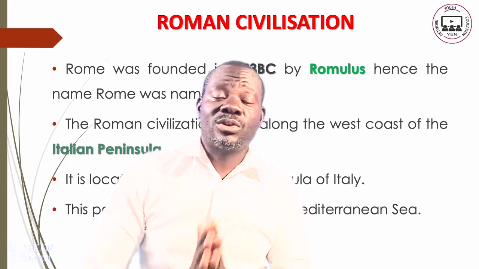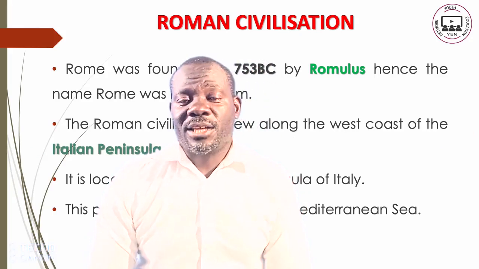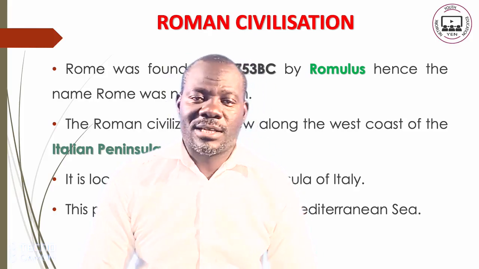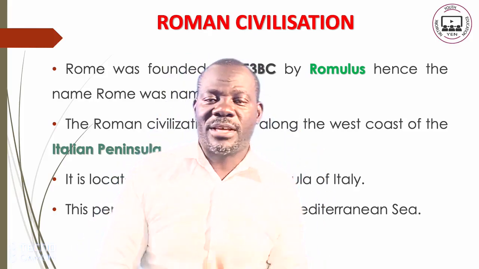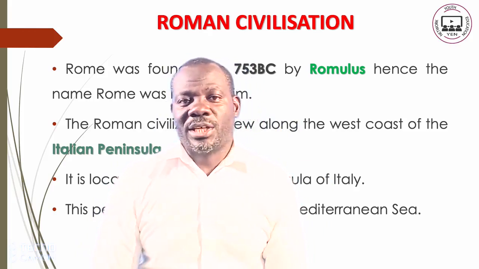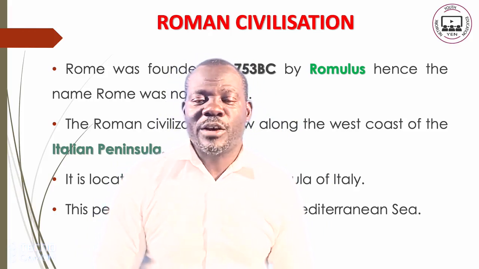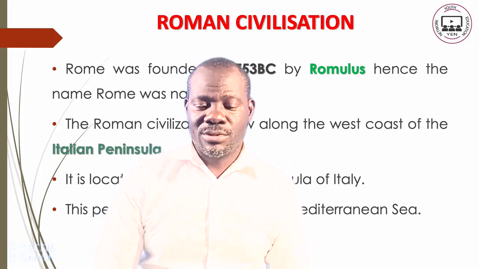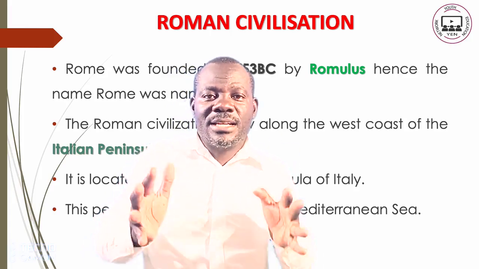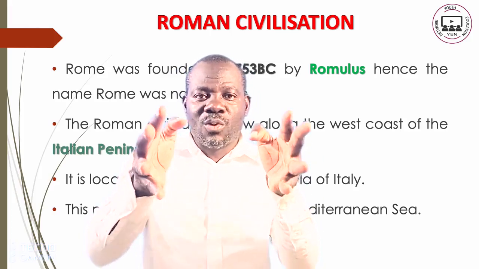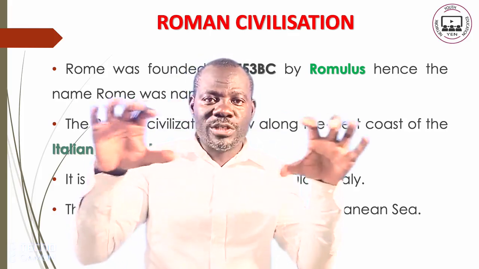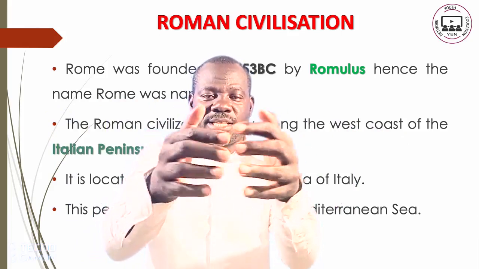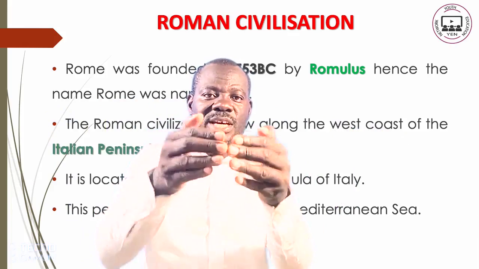So when we talk of Italy, if you have an atlas, check the map there and see where Italy is in Europe. You find that Italy is like a peninsula. A peninsula is a land that goes deep into the water. For example, you have an ocean, then you have a land that goes inside the sea. That is called a peninsula.